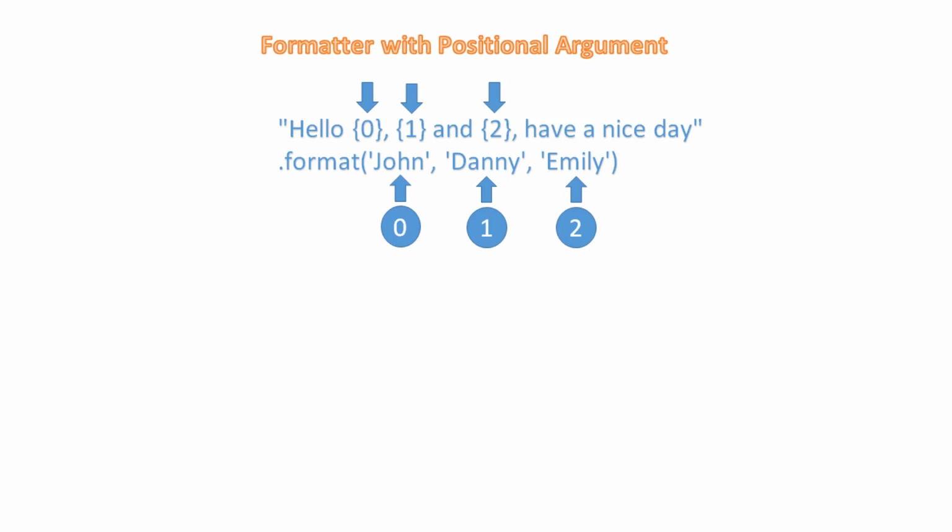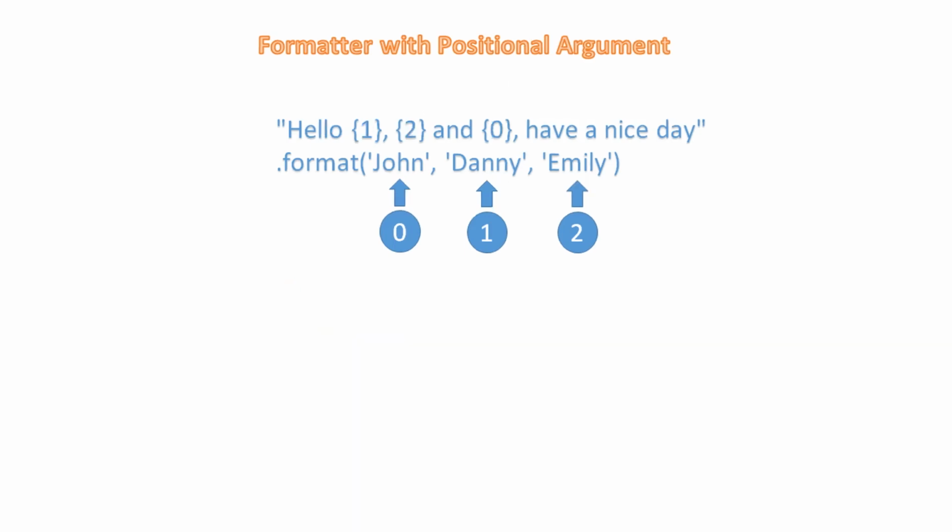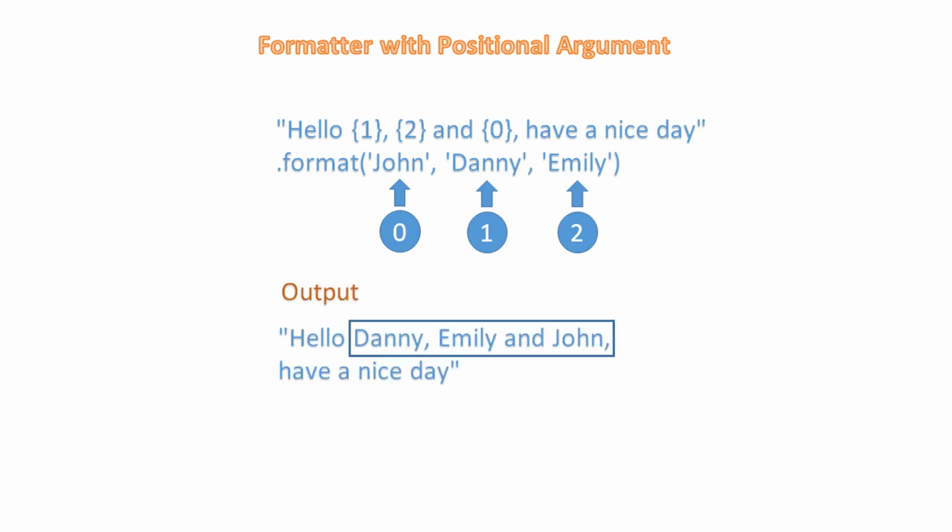Here I am using arguments in sequential order 0, 1, 2. Now the output will be the same as the output using empty placeholders. We can change the order of the arguments and the output will be altered based on the placement of arguments. Here in this example, the positional arguments are in the order 1, 2 and 0. So in the output, the order of values is altered as Danny, Emily and John.